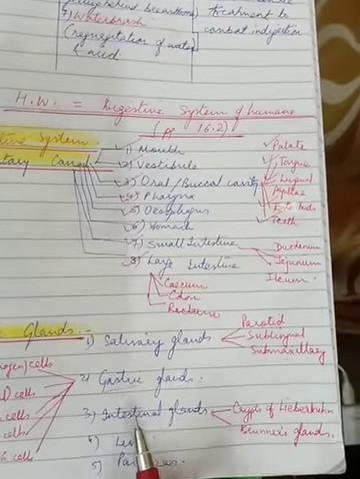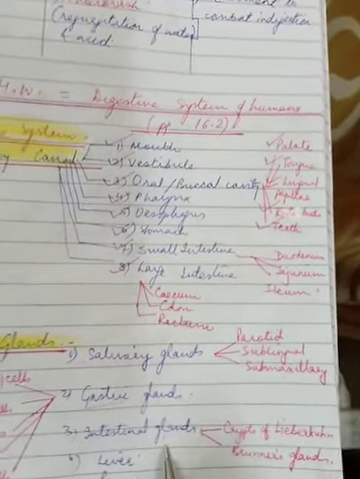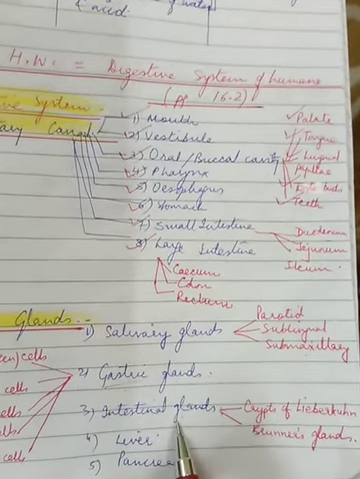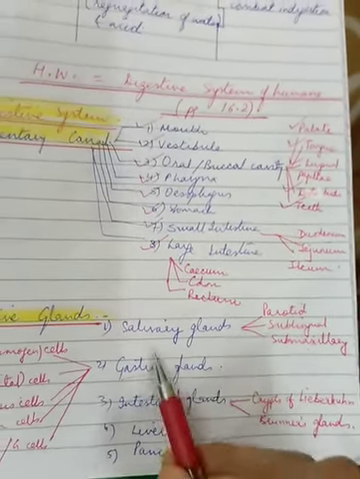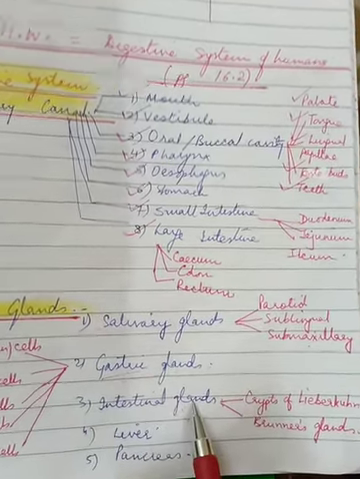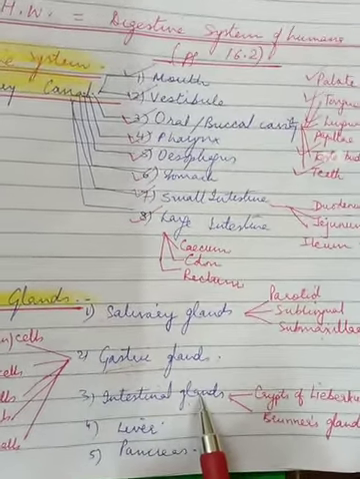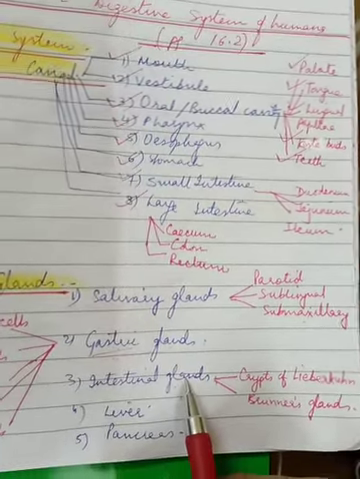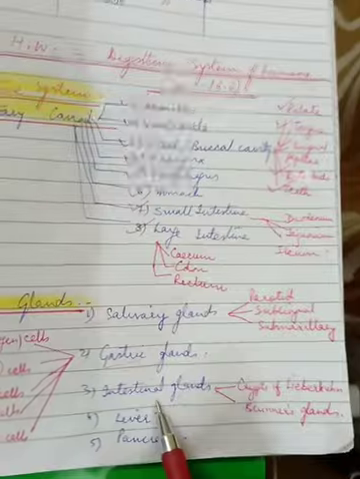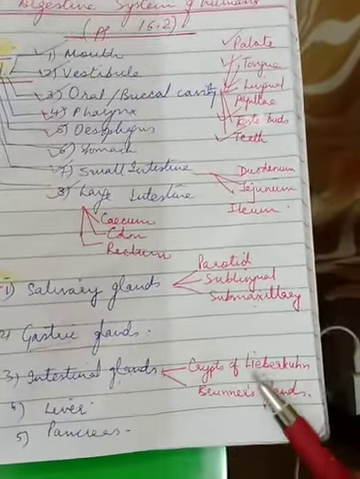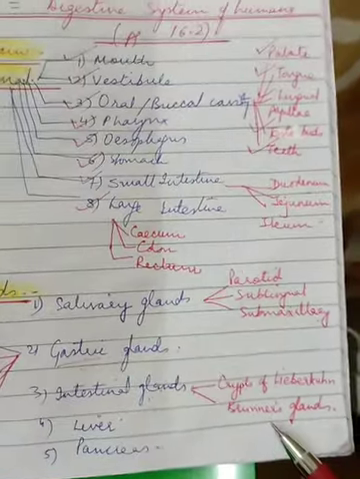Coming to the third, intestinal glands. As the name tells, they are present in the mucosa of the small intestine. Here, these were present in the mucosa of stomach, but these are present in the mucosa of small intestine between the villi. Alright, villus, if you remember, the finger-shaped structure, right? So between two villi they are found. Now they are of two types, crypts of Lieberkühn and Brunner's gland.